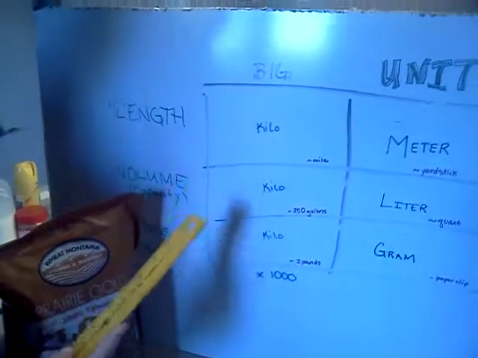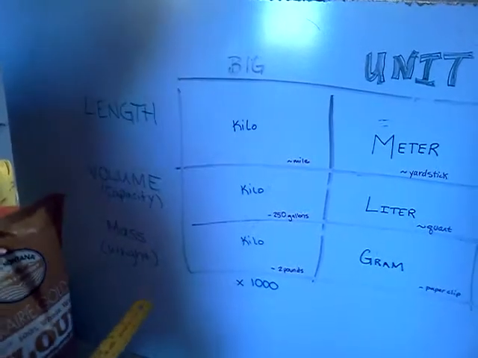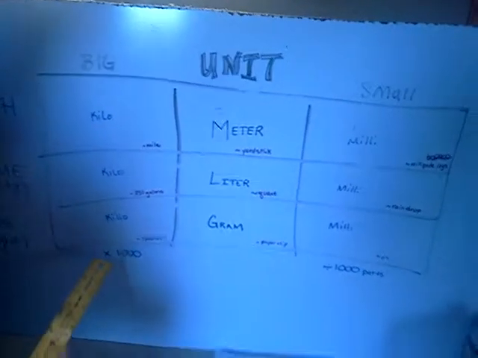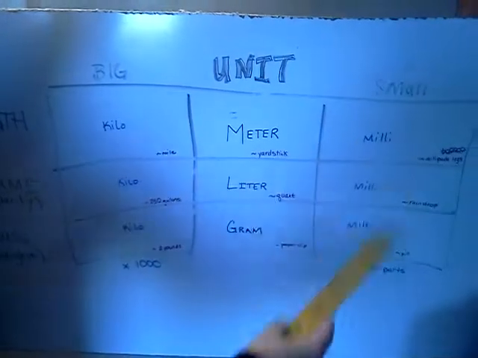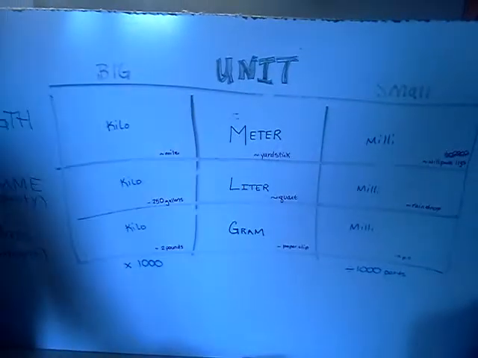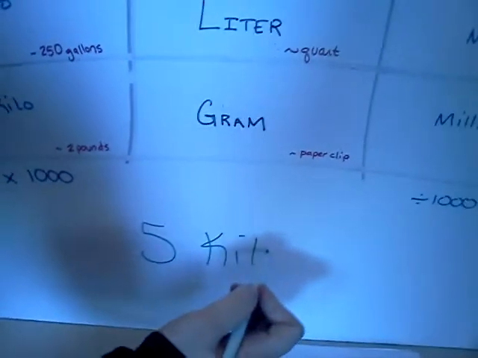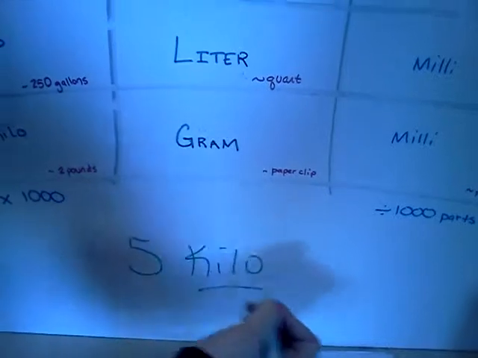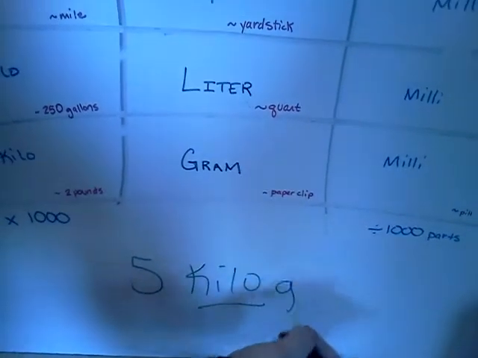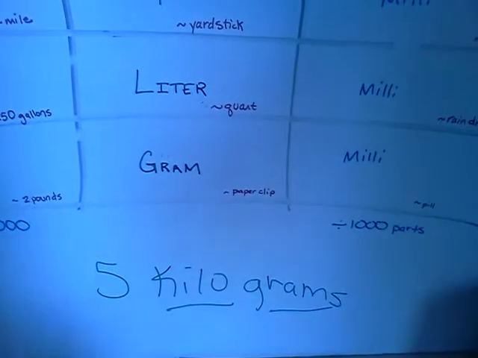So now you kind of know the difference of the things that we measure. Length, volume, and then the mass. And then you know if you're measuring something big, medium, or small. There's other units that we're not going to get into at this moment. But if you were to say 5 kilograms, you would put kilo in front, meaning that you're counting by 1,000. And grams at the end to tell you that you're measuring the mass or weight of something.